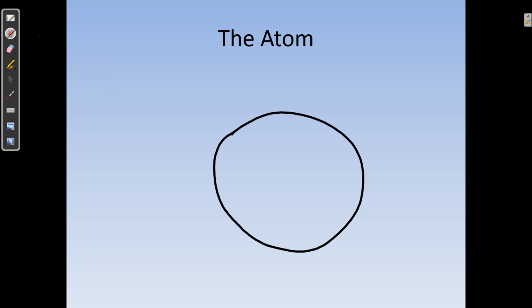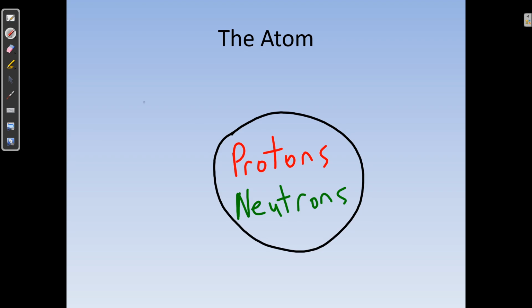We have protons, which are small particles that have a positive charge, and we also have neutrons, which are particles that are neutral. They have no charge at all.